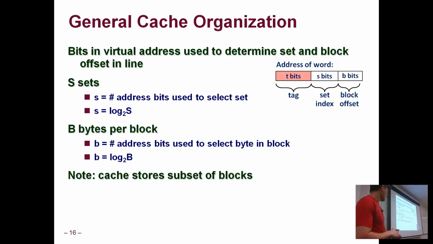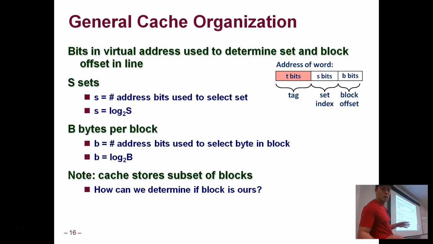Okay. And the reason why we're doing this is because the cache is storing a subset of blocks, and the only way we can determine if that block is actually ours is to make sure that the rest of our address, our T bits, uniquely identifies it.